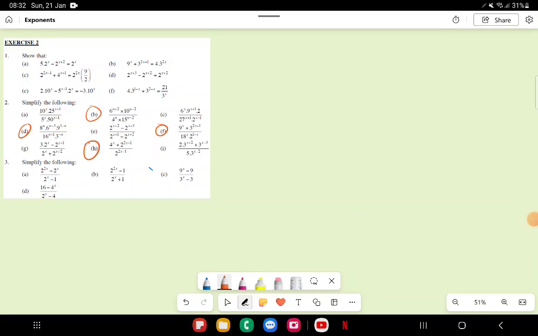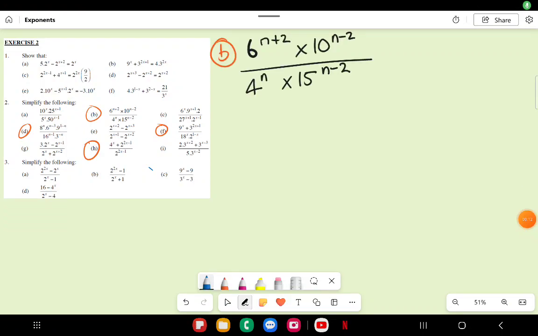Welcome back, everyone. We are doing grade 11 Exponents Exercise 2.2, questions B, D, F, H. Okay. The first question is on the screen.